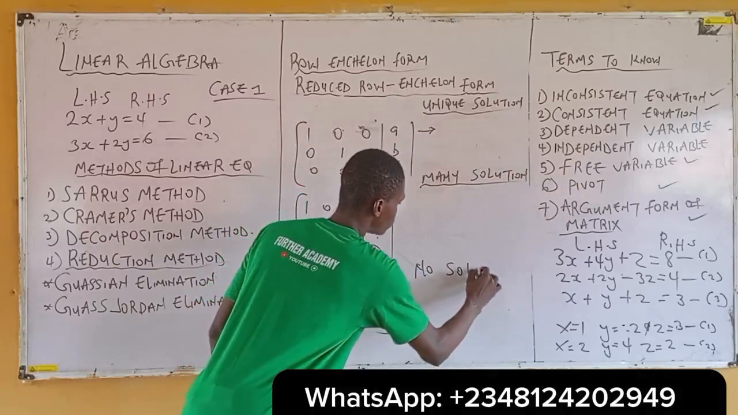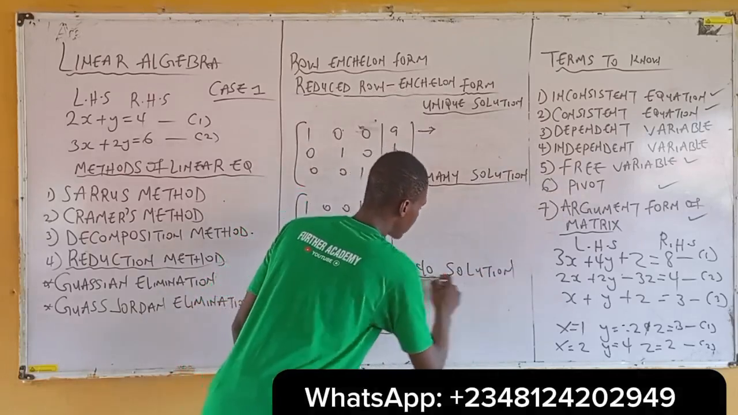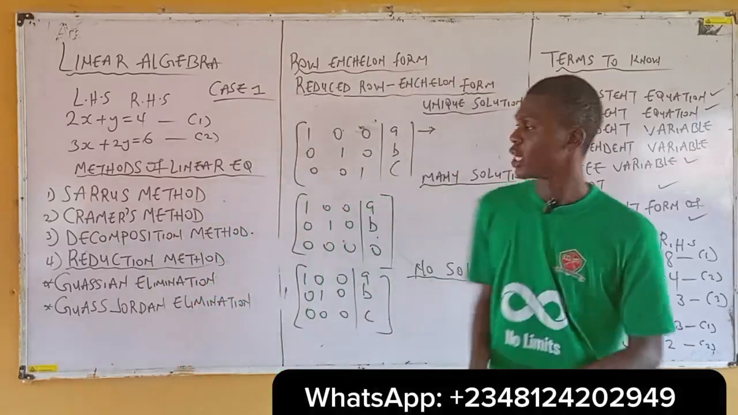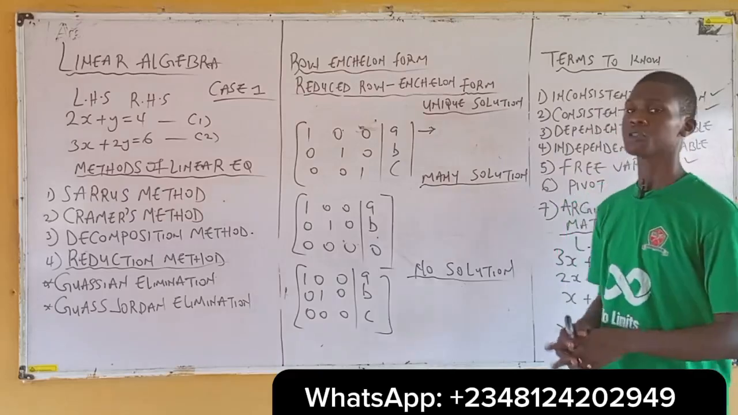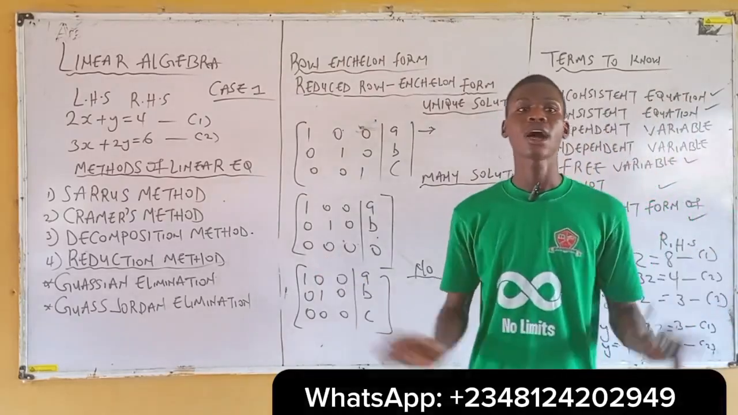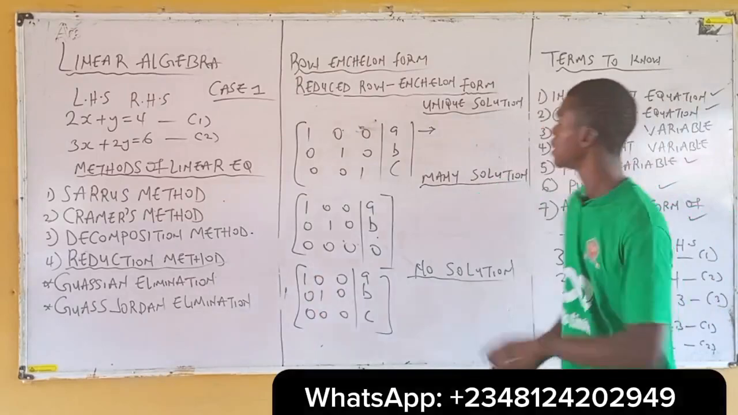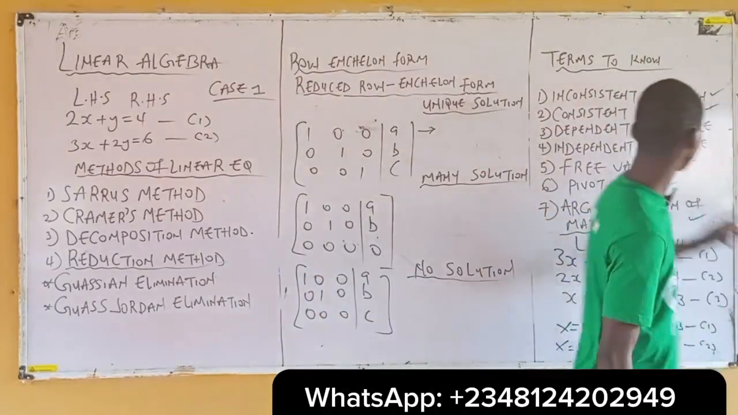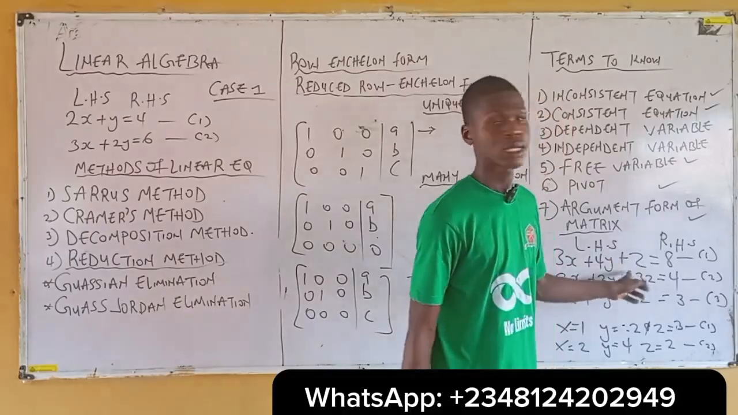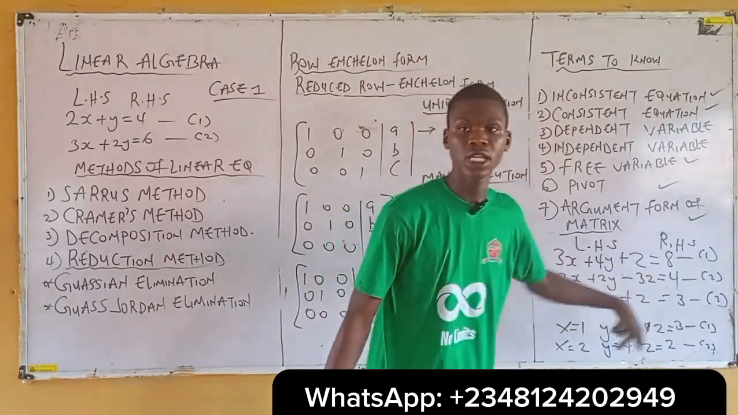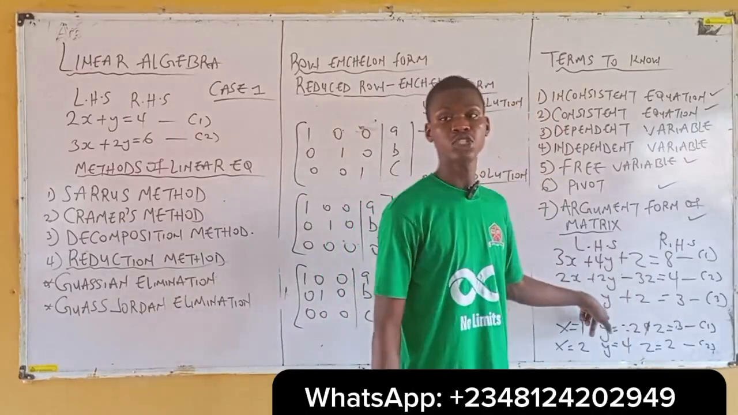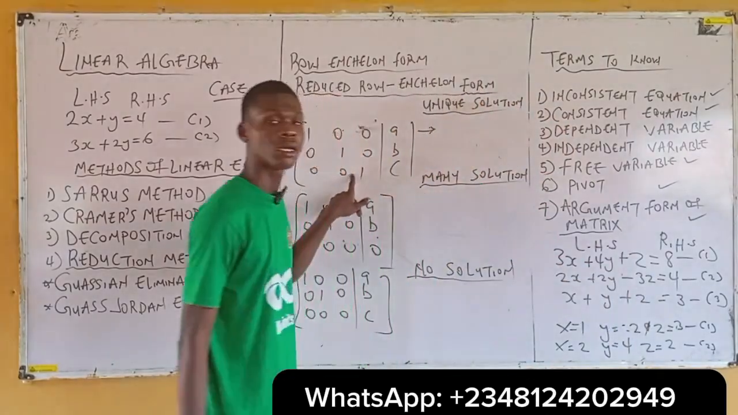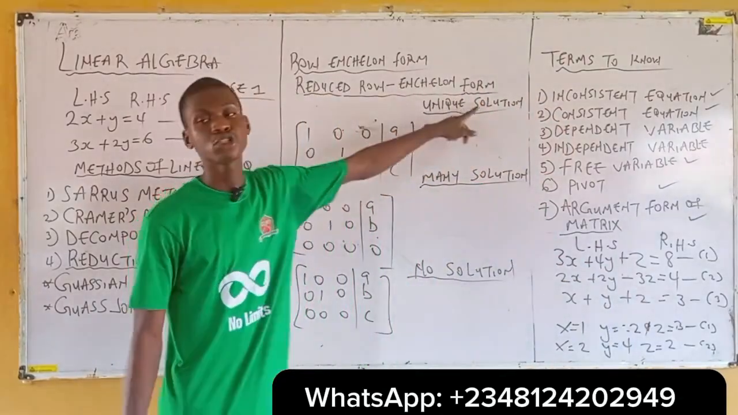No solution. Now I said, as an engineer, given a system of linear equations, perform your row reduction. After performing your row reduction, depending on the type of solution, make your comment. You use this to make your comment. Now, let's say you are given this system of linear equations and you perform row reduction. You got this, meaning unique solution.